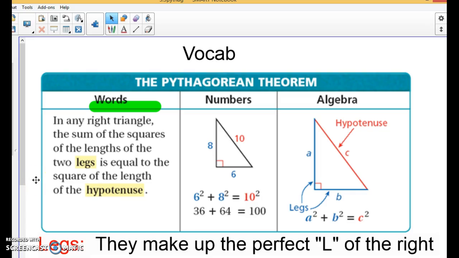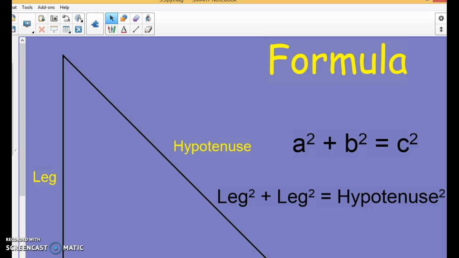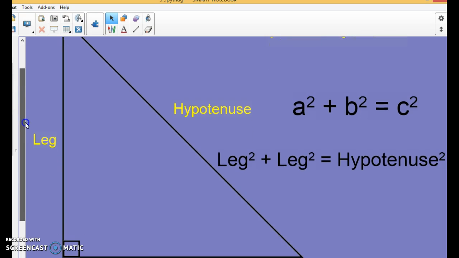Hello, this is Mr. Molo for lesson 3.5, Pythagorean theorem. We use the Pythagorean theorem when we're finding the measures of our triangles, and this only works for right triangles. Our formula for this is a squared plus b squared equals c squared.